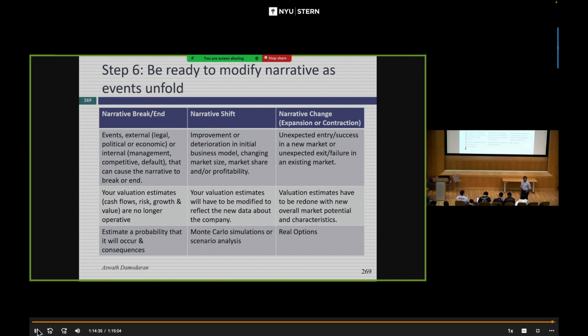Last piece of the puzzle, you finished your story. Don't rest on it too long because your story can break. Let me give you some reasons why a story can break.